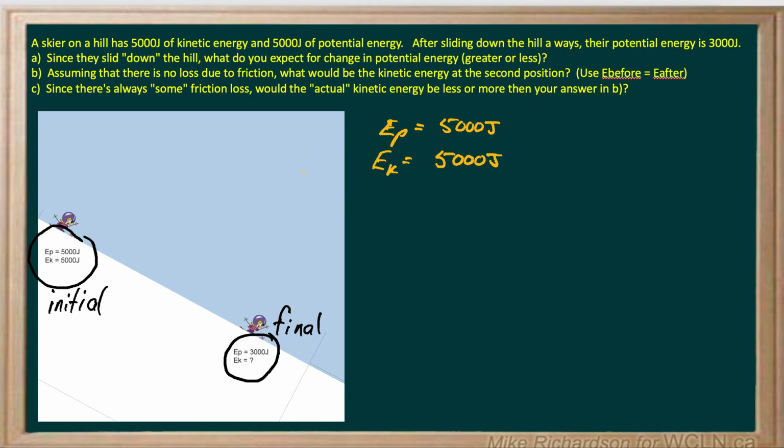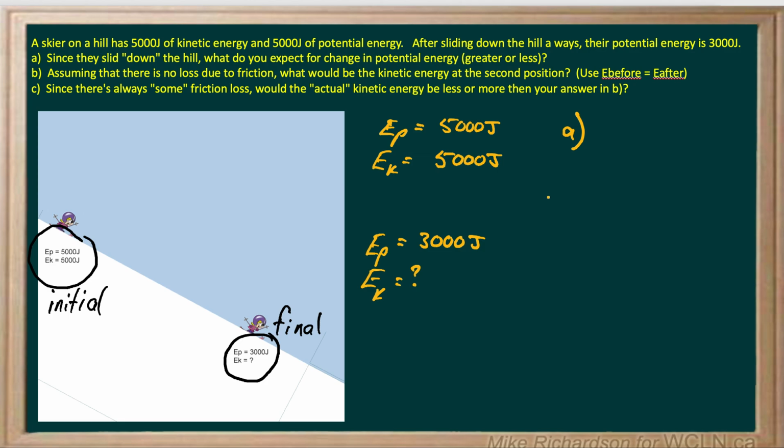of motion. Now he finishes sliding down the hill, and he reaches some final location where he's got a good amount of speed. And at that point in time, his potential energy has dropped to 3,000. And his kinetic energy remains unknown at this point. Now, question A.